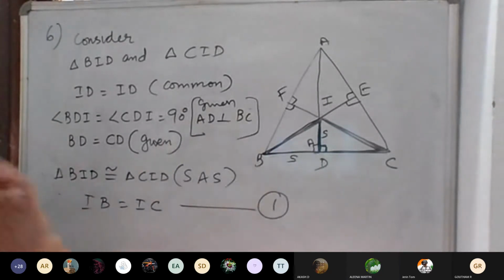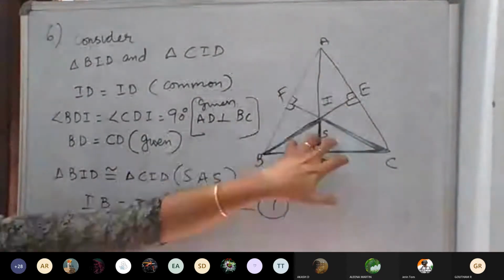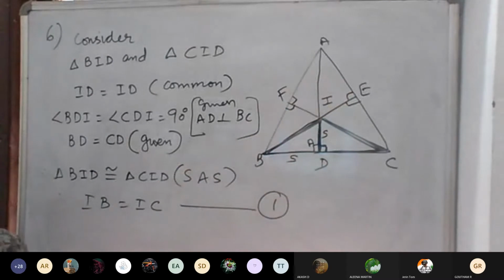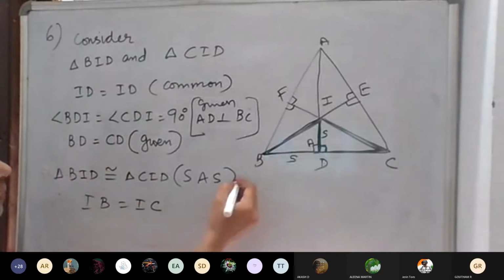In the same way, do your own. Consider another two triangles. If you take these two triangles, the same method we can apply here. If you are considering, tell me. We can do it together. Have you completed this? Write this down first.